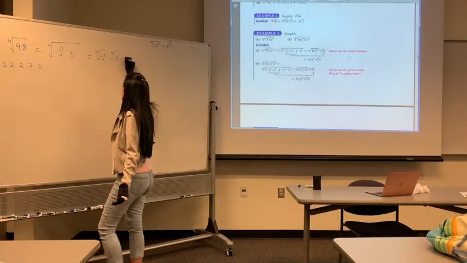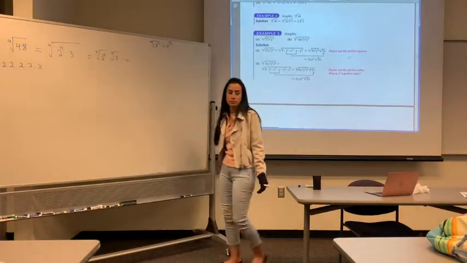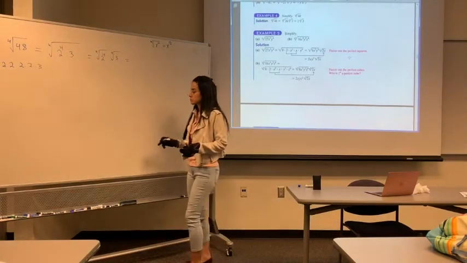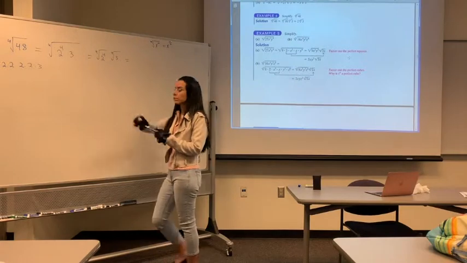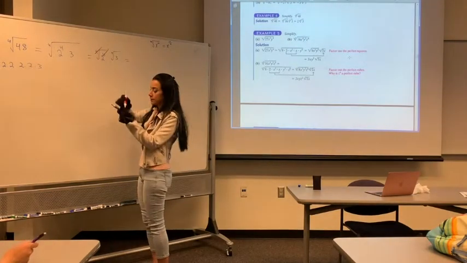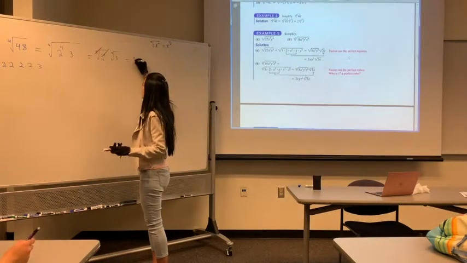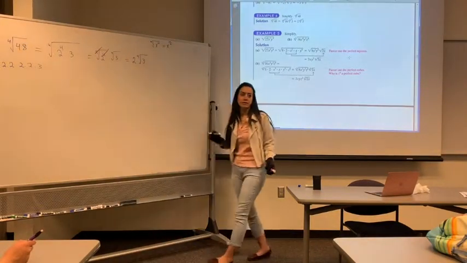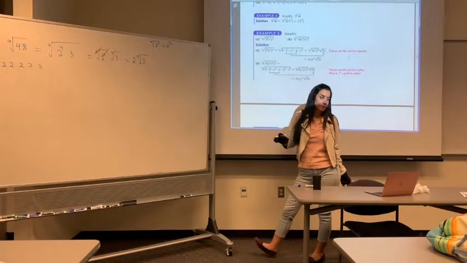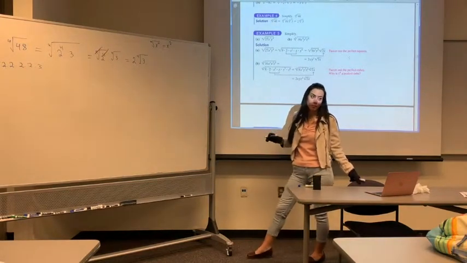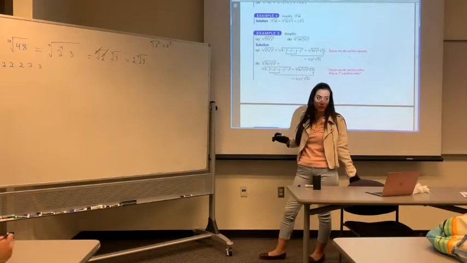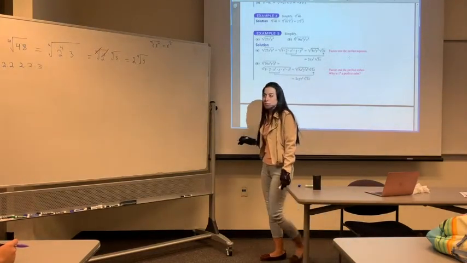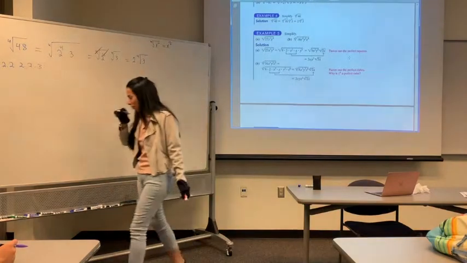Don't forget the index for this radical. Cancel these. The 2 comes out, but 3 stays inside the radical with index 4, because we cannot have any number multiplied by itself 4 times to give us 3. Okay? Any question? Okay.